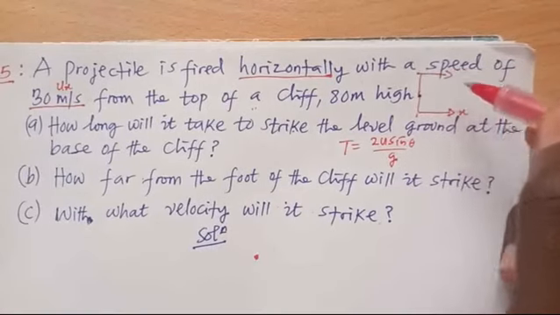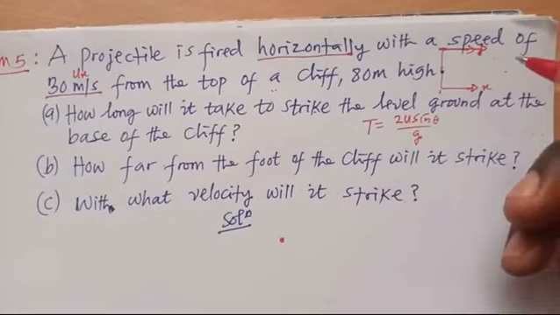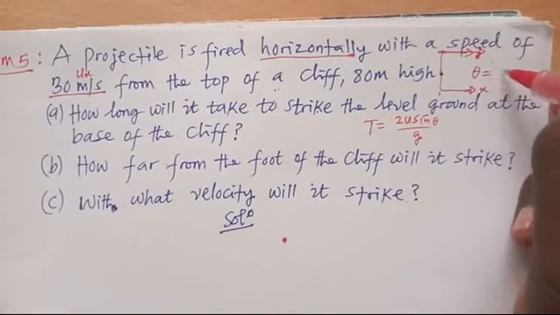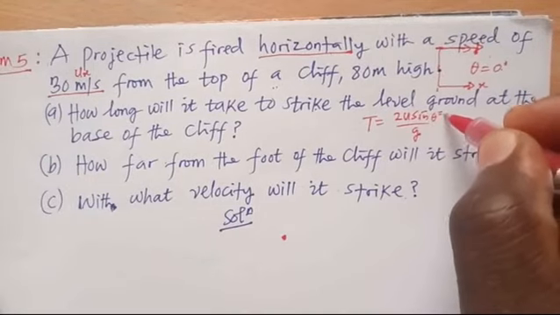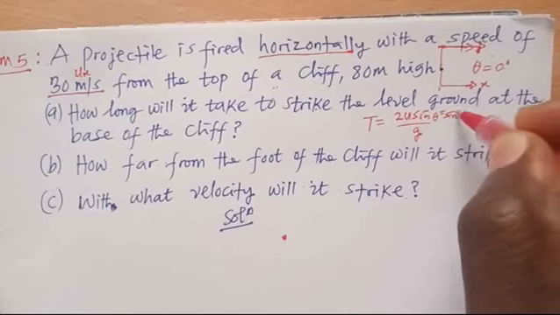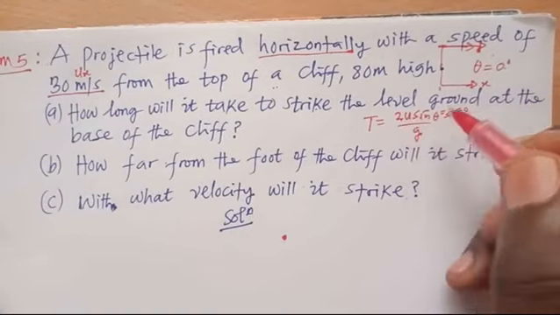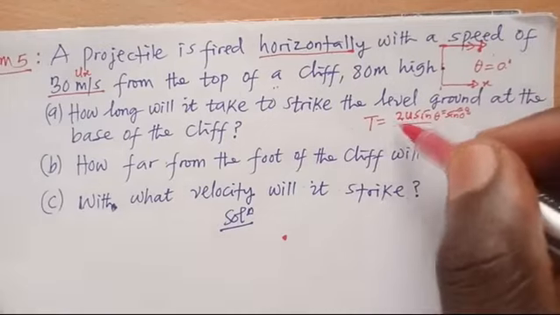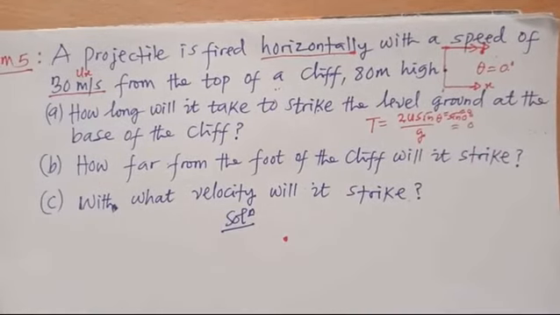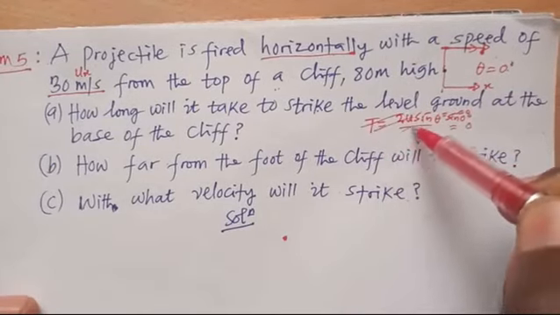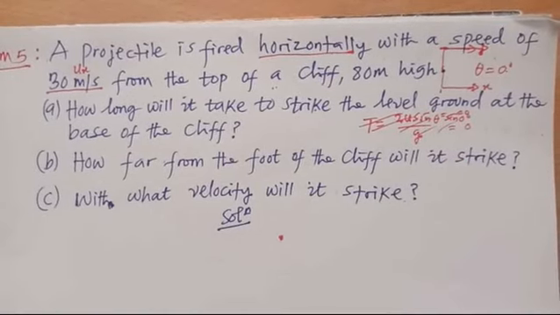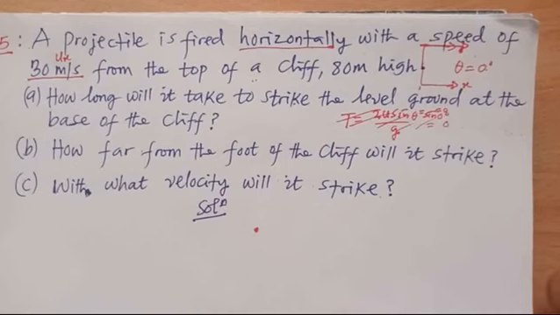So your x is horizontal like this, and from the top of a cliff you were told that it is projected horizontally. So clearly the angle theta is equal to 0 degrees. If you put theta as 0 here, it will be sine 0, and sine 0 degrees is 0, which means 2u times 0, and you have 0 divided by g, and it means that the time taken is 0. How can it take 0 time, meaning no time, to cover this 80 meters high and come down? It doesn't make sense, and this is why we do not use this formula at all. We have to go back to the formulae for motion under gravity.